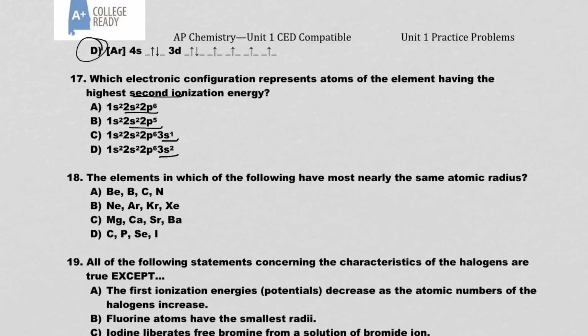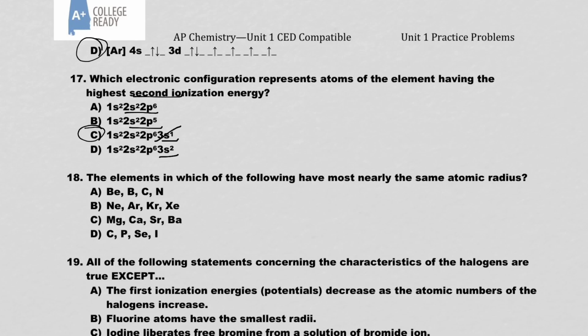If I go to C, I notice, well, there's only one valence electron in 3s, so when this electron's removed, the second electron is coming from a whole different energy level that's much closer to the nucleus and much more attractive. So that's going to be my answer, because if I compare to D, when the 2 electrons are removed, they're both coming from the 3s orbital. So C by far would require the most energy.